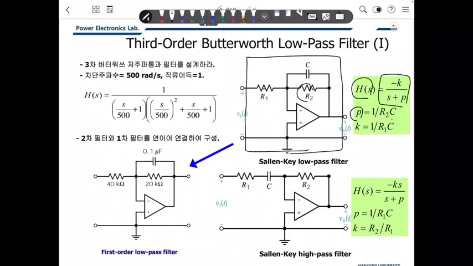Then P is 1 over R2C, and K is 1 over R1C. So you can define like that. And this is a Sallen-Key low pass filter.